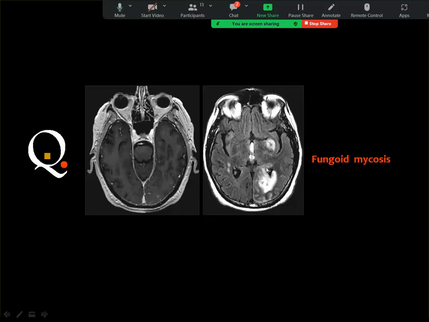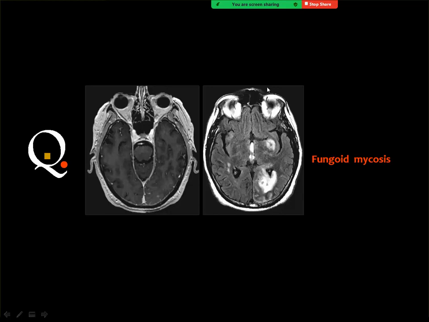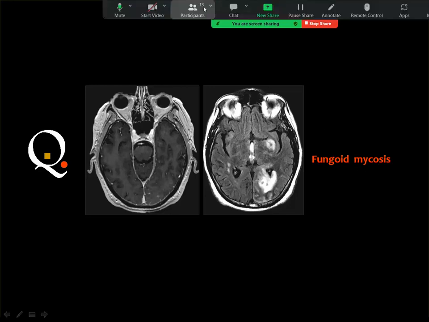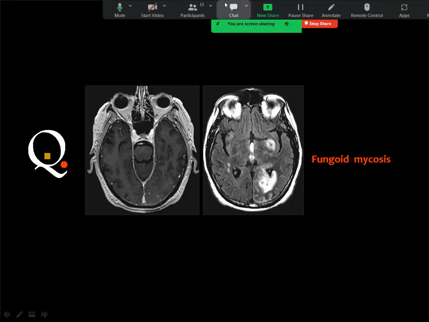This patient, in the FLAIR image and the contrast enhanced image, is known to have fungoid mycosis. And this disease can also be seen, fungoid mycosis or mycosis fungoides, both can fit.